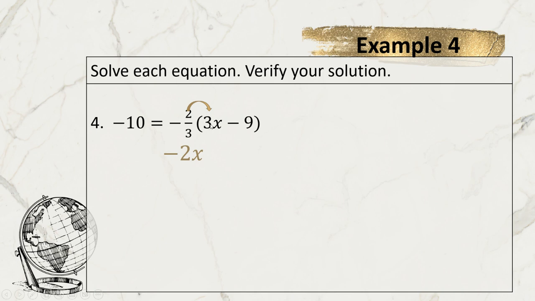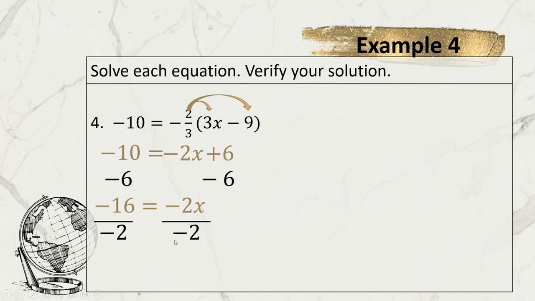Okay, so there's a couple ways we can do that. -2/3 times -9 would give me a positive 6. So I have -10 is equal to -2x plus 6. To solve for the variable here, I subtract 6 from both sides first. Okay, -10 minus 6 is -16. I have -16 is equal to -2x. My last step is to divide by -2. That's what I'm going to do. I divide both sides by -2. -16 divided by -2 is, of course, 8.